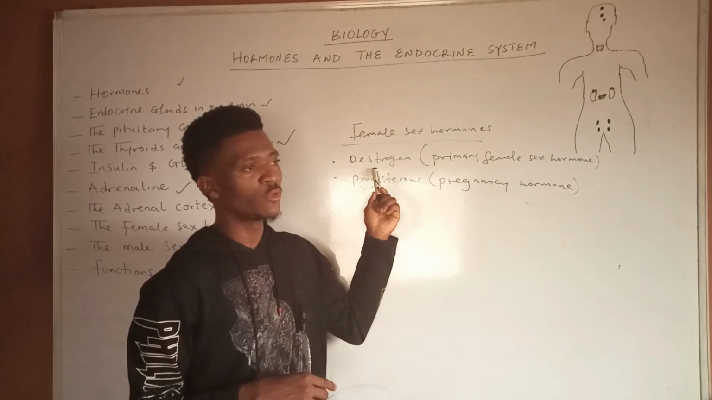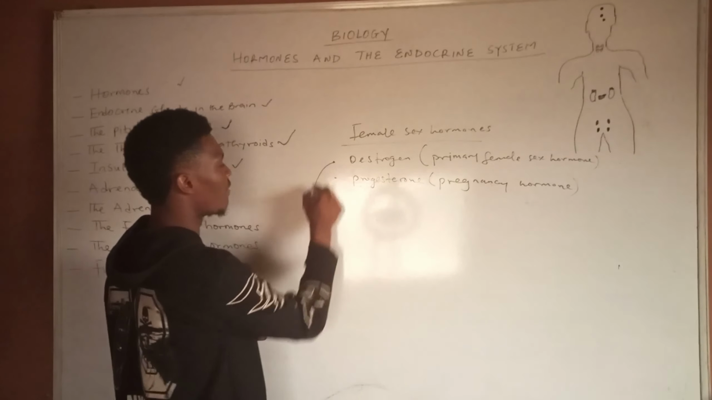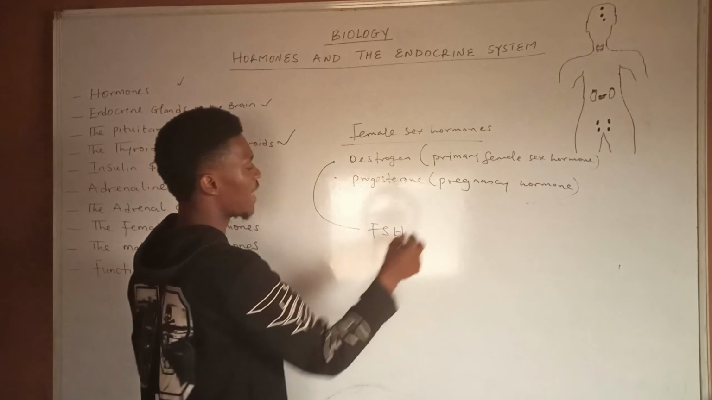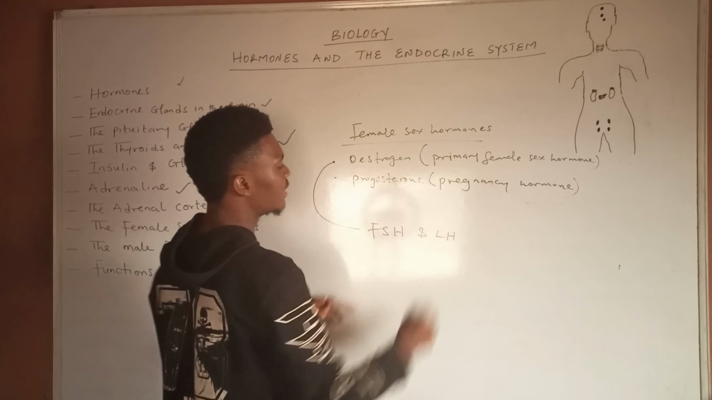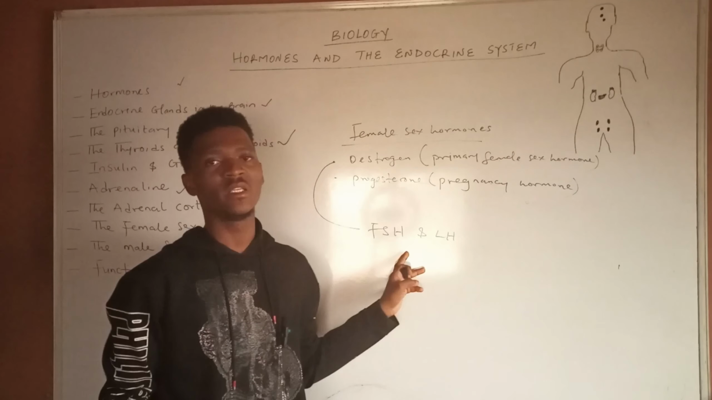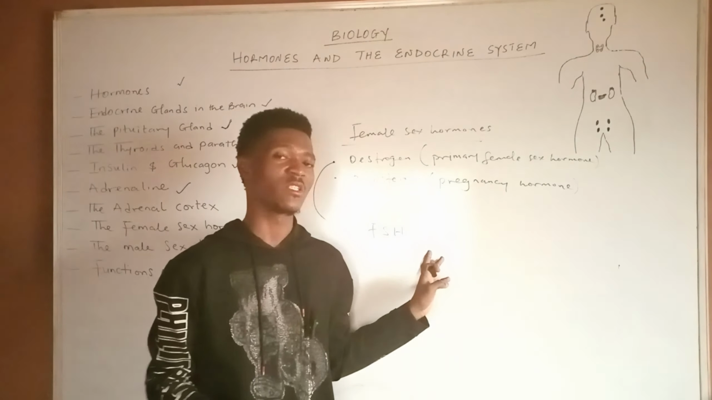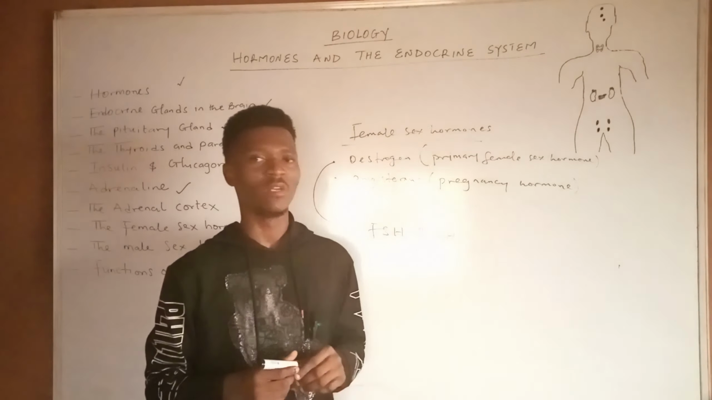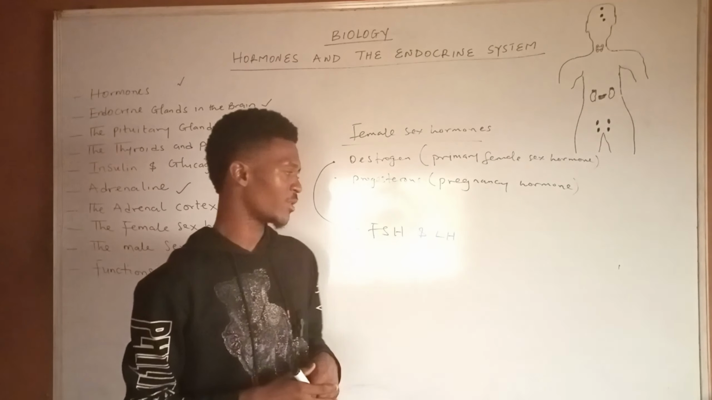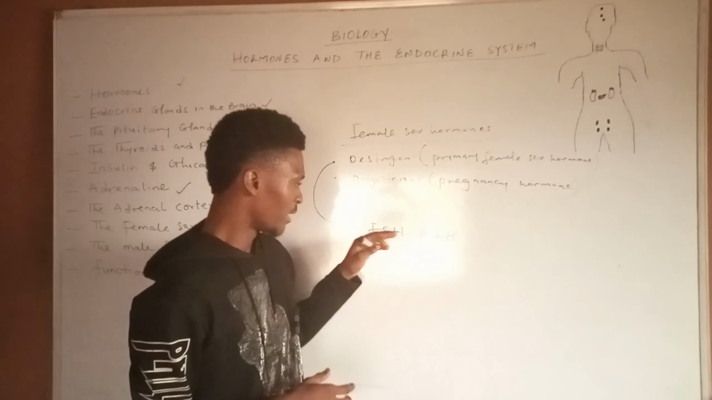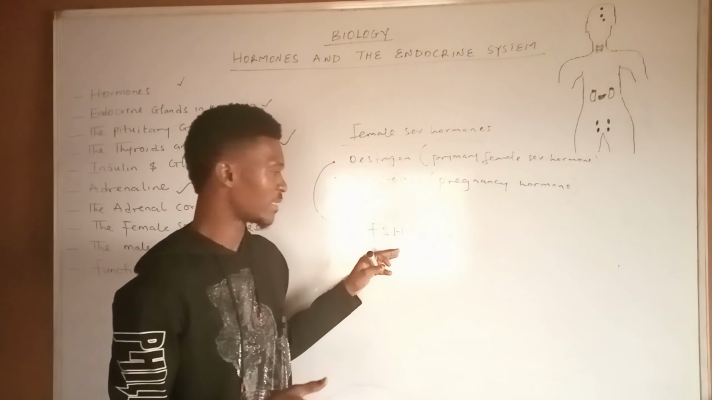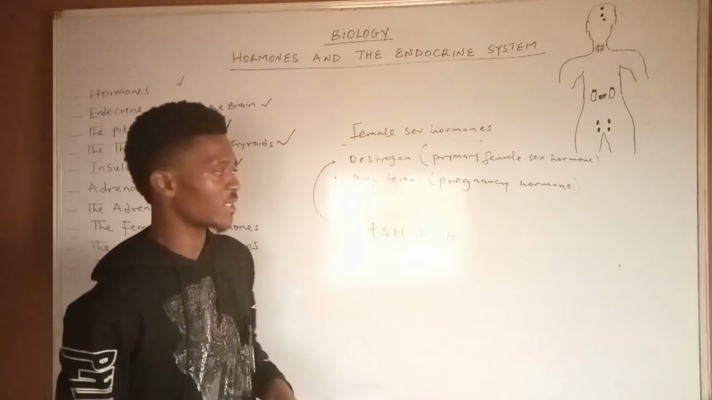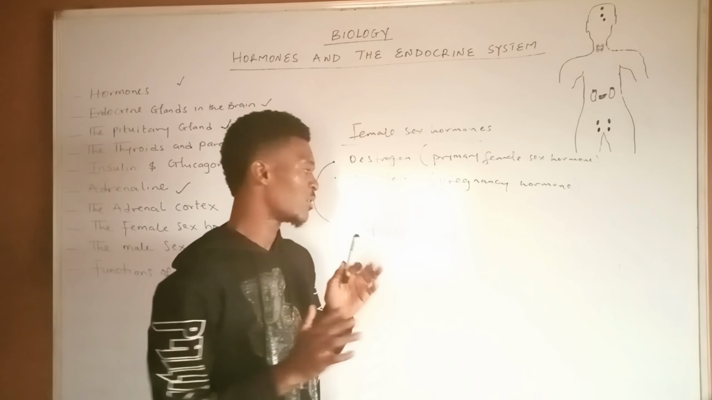Estrogen is produced under the influence of the follicle stimulating hormone, don't forget that, and the luteinizing hormone, which is produced from the anterior pituitary gland, which is under the influence of the gonadotropin releasing hormone of the hypothalamus. You understand the point? So it means it is this one that stimulates the production of the estrogen, which is considered to be the primary female sex hormone.